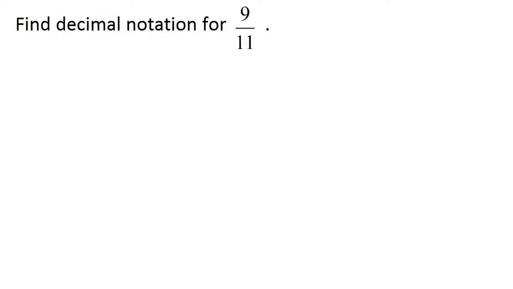Find the decimal notation for 9 over 11. Well, to do this, we'll go ahead and use long division. So I'll start with the 11 out front as my divisor, and then 9 will be the dividend. Now, because 11 is larger than 9, I know that I'll need some zeros.